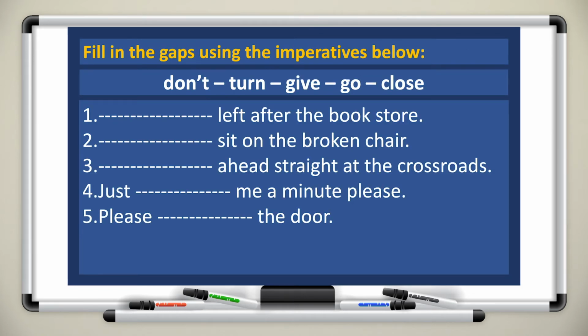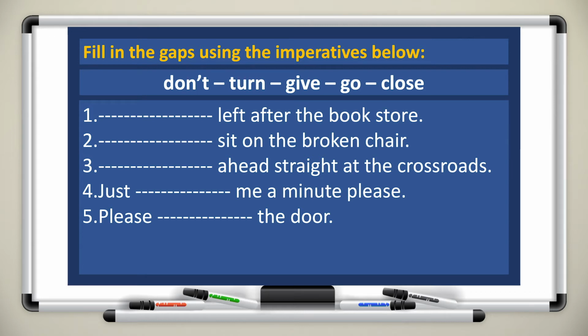Now, to check your understanding, how about filling in the gaps using the imperatives we have below? Don't, turn, give, go, and close. And you can notice they're all in the infinitive. 1, dash, left after the bookstore. 2, dash, sit on the broken chair. 3, dash, ahead straight at the crossroads. 4, just dash me a minute, please. 5, please dash the door. Now, fill in the gaps using the correct imperative.